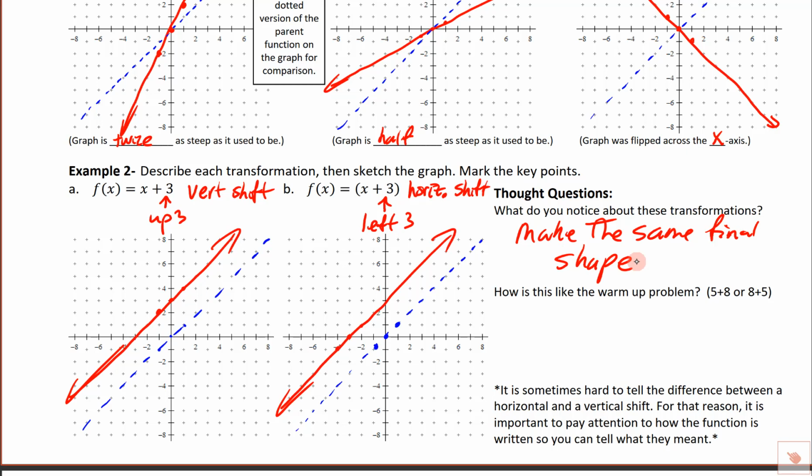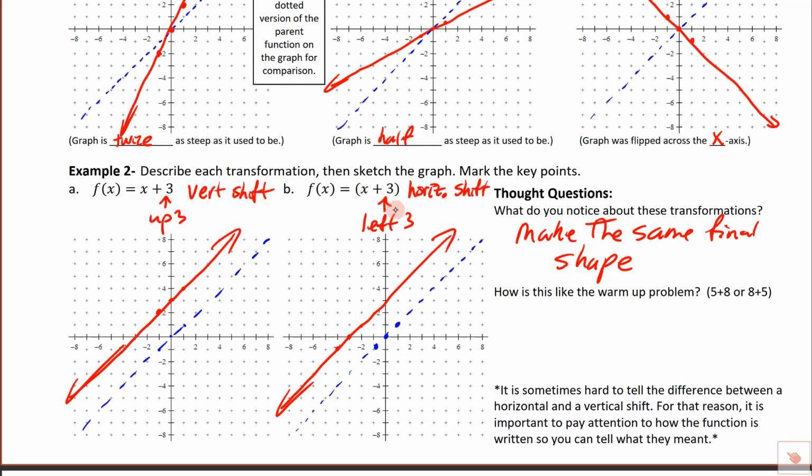Okay? Now, how is this like the warm-up problem of 5 plus 8 or 8 plus 5? We had that choice about what's the best way to write 5 more than 8. Well, it's this one right here. Here's the idea. Although we ended up in the same place, we end up with this graph right here. This has a slope of 1 and it crosses the y-axis at 3. This one has a slope of 1 and it does cross the y-axis at 3. Although we end up at the same place, they did mean different things when they wrote this down. So sometimes it can be hard to tell which is which.